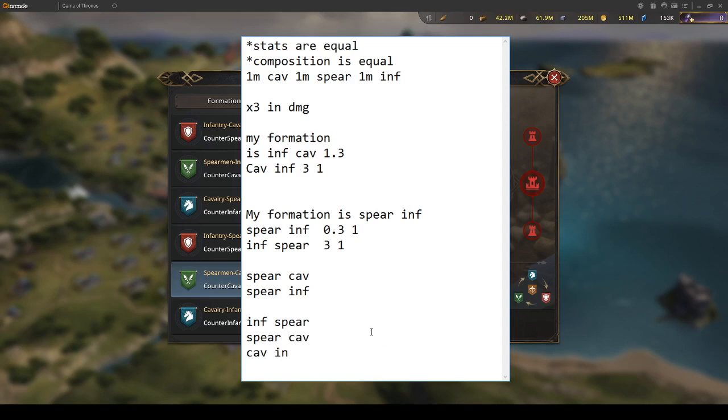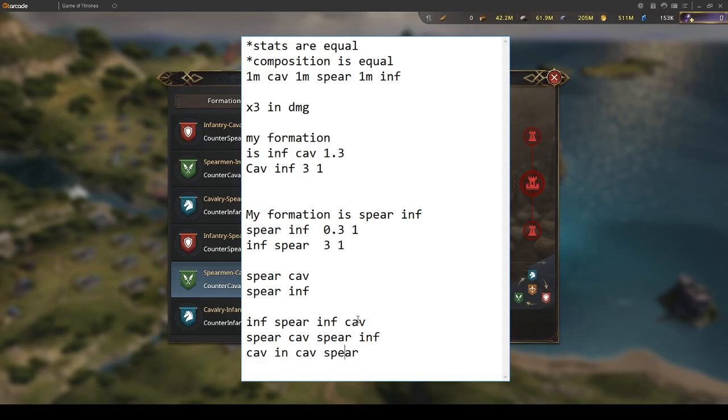So, same logic, if I'm facing infantry spear, I would put infantry as my front line. I'll go infantry cav to wreck him. Then if it's spear, I'll go spear infantry. And if it's cav, I will go cav spear. Okay, this is the basics of formation.